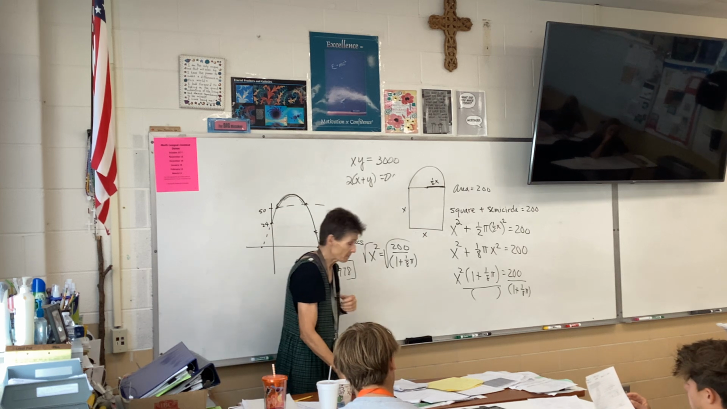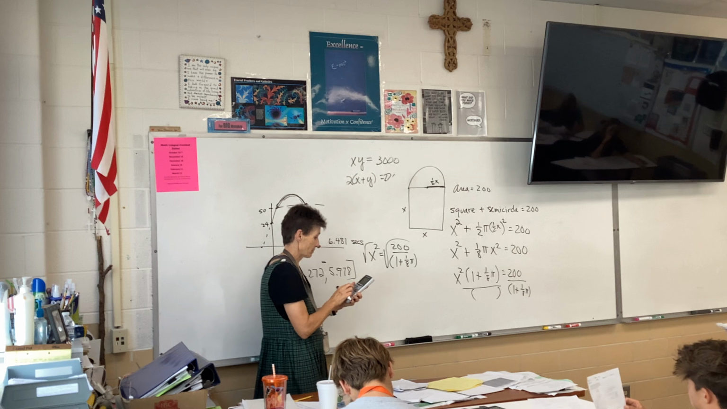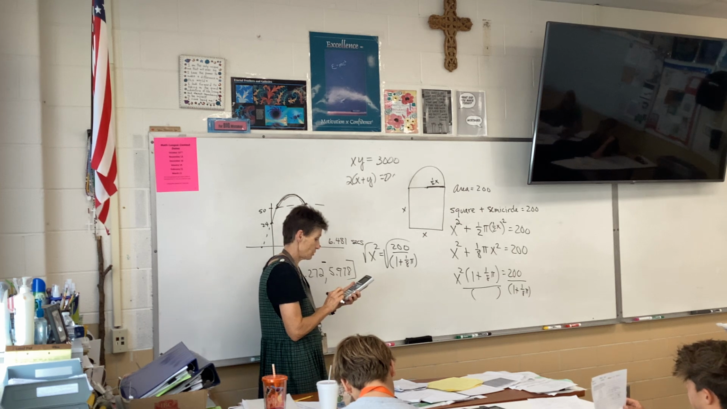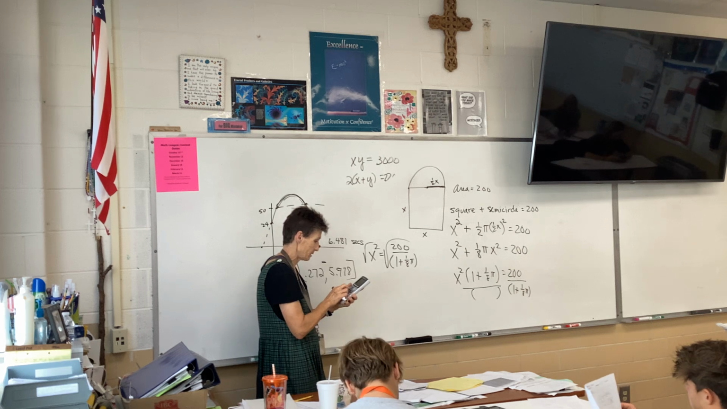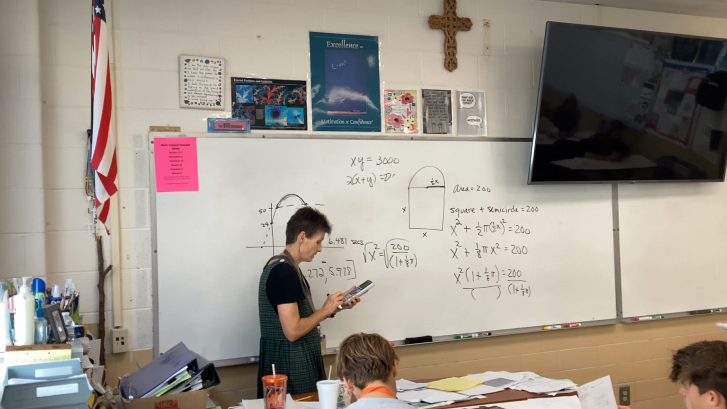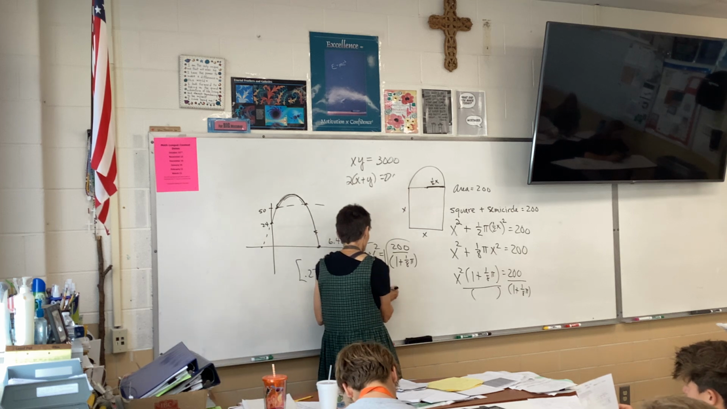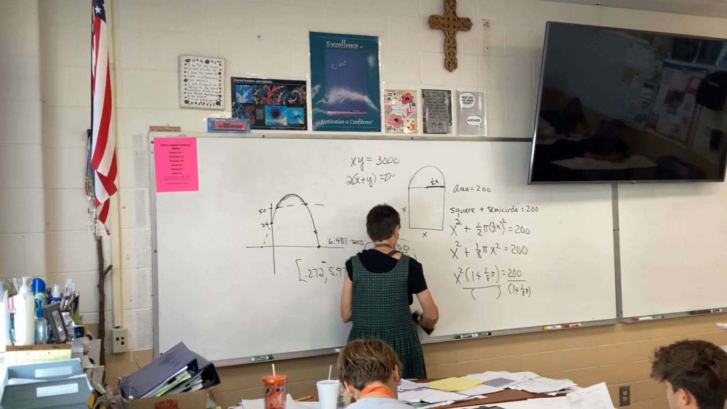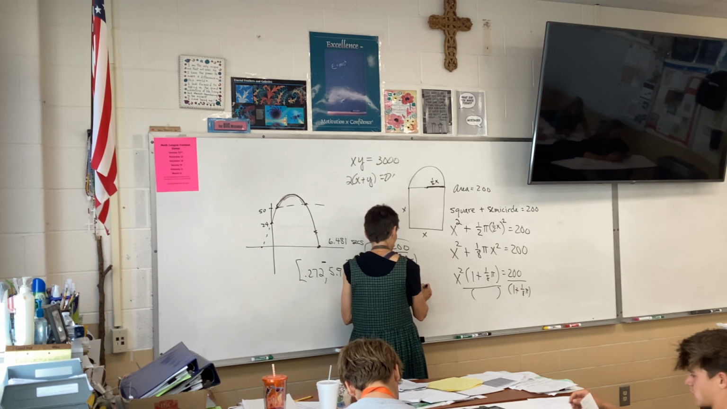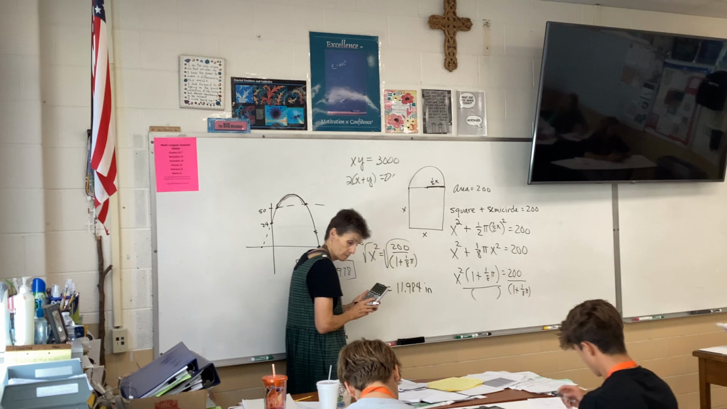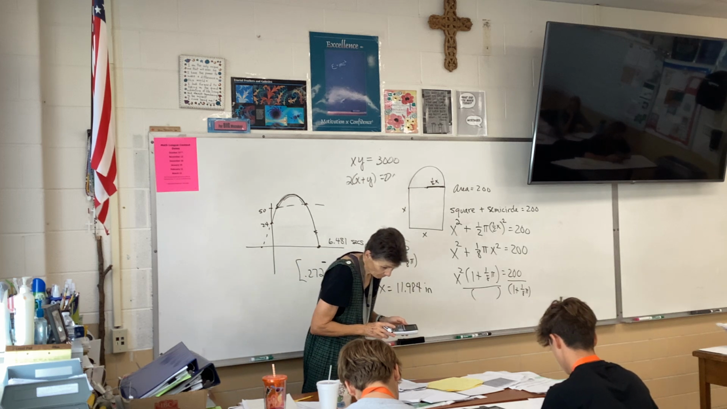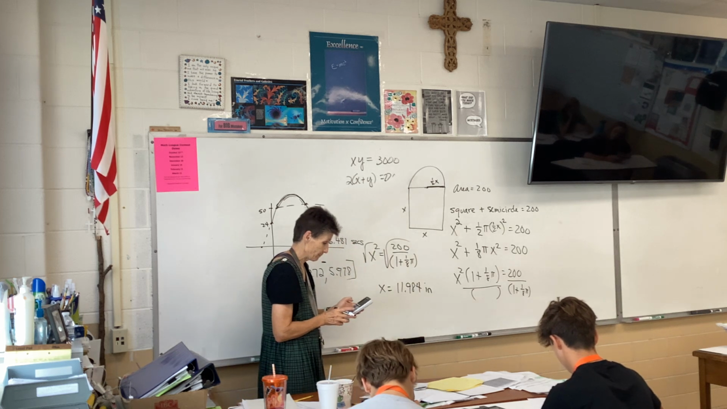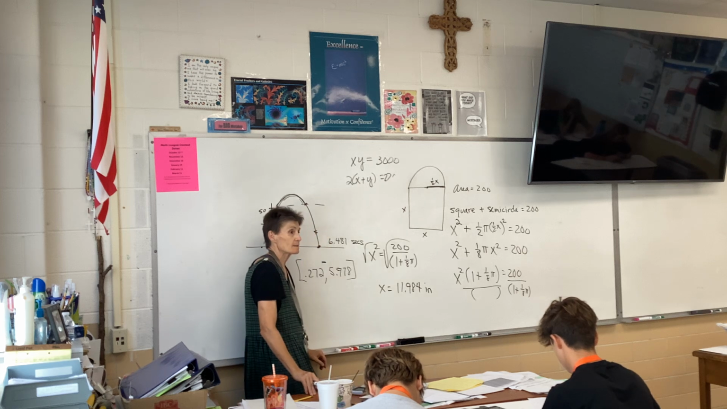Right? So let's type that in. 200 divided by parentheses 1 plus 1/8 pi. And then square root of that. I got x equal to 11.983984 inches. That would be the width of the window. That would be x.